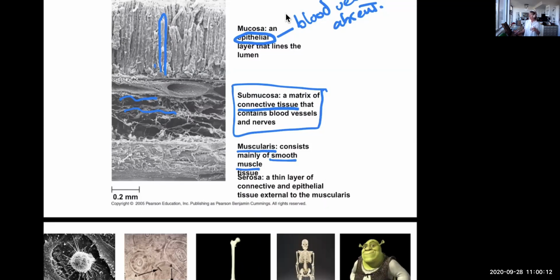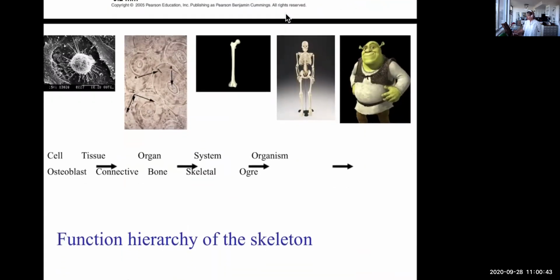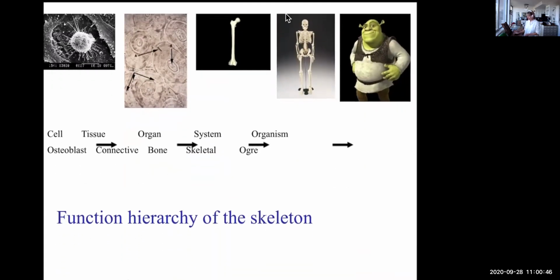The food, even by gravity, isn't going to go down the esophagus and through the intestines quickly enough. Instead, it's helped by smooth muscle, which contracts in a form known as peristalsis. There's circular muscle that squeezes, and there's longitudinal muscle that stretches, and the food moves down the intestines and the esophagus. So here's an example of the functional hierarchy of the skeleton.